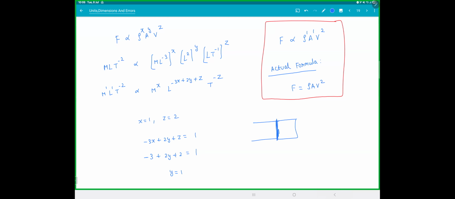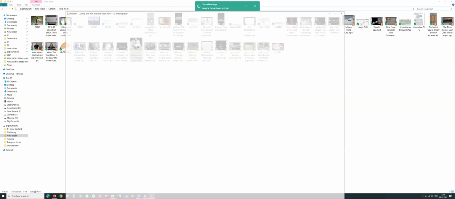In that thin stream, if by chance you put your finger, it goes off. So let me show you how it would look. Look at that. So that's a very thin stream of water, and that is your metal block.